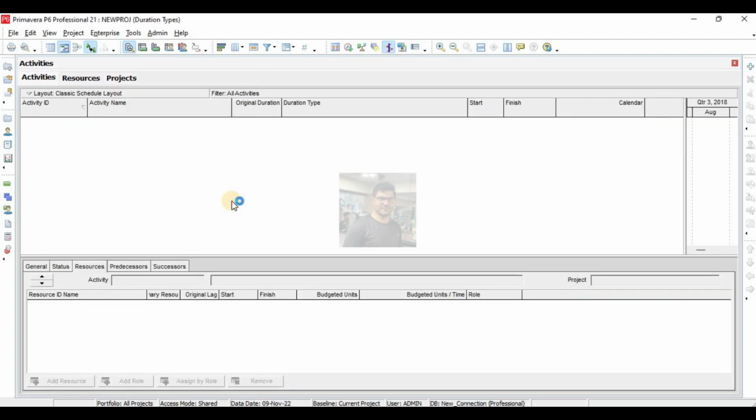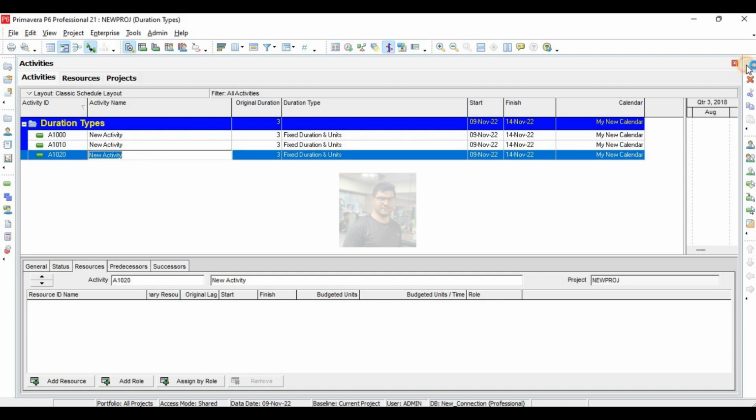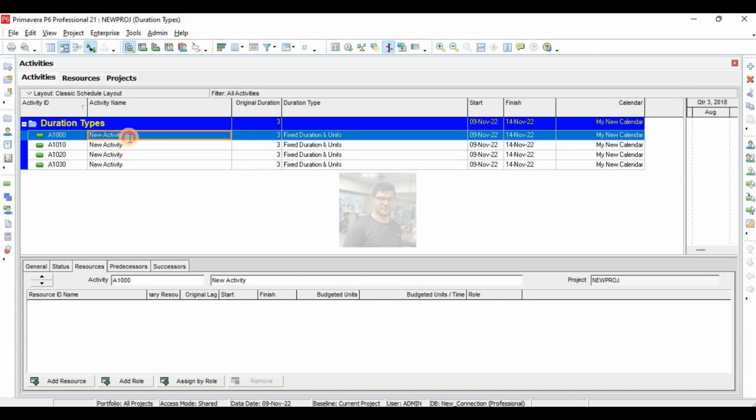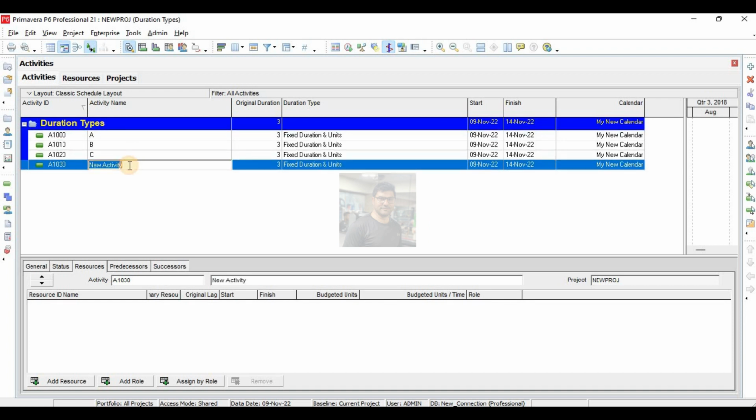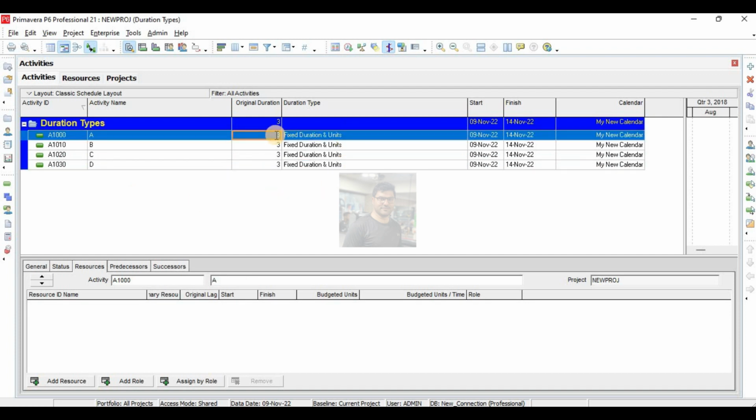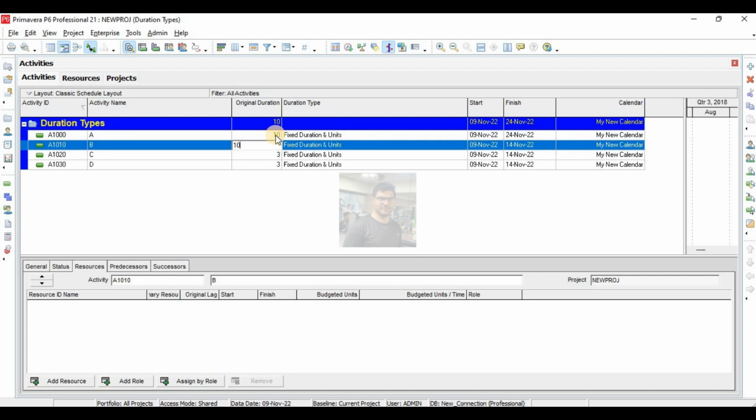So there are four duration types in Primavera. One is fixed duration and units, the other one is fixed duration and units per time, the third is fixed units, and the fourth is fixed units per time. There are four duration types. To explain this, I will define four activities, and name them A, B, C, and D. Now, the duration for each activity is 10 days.